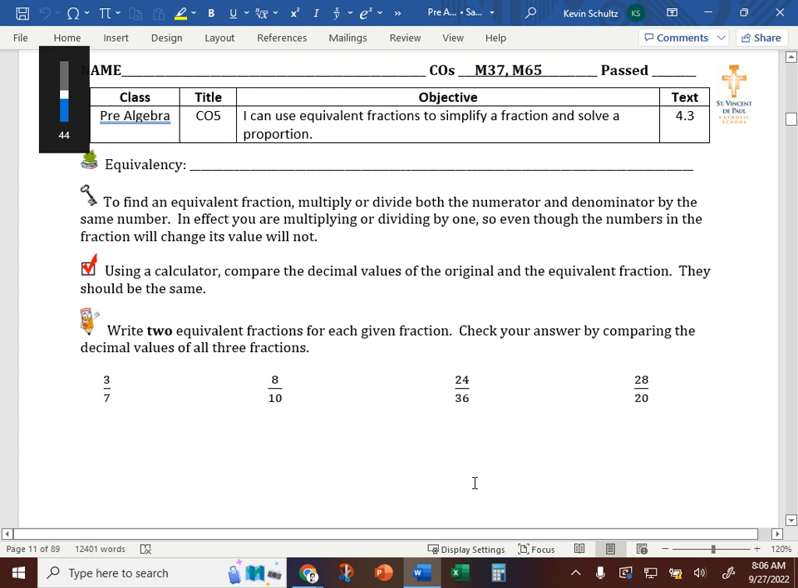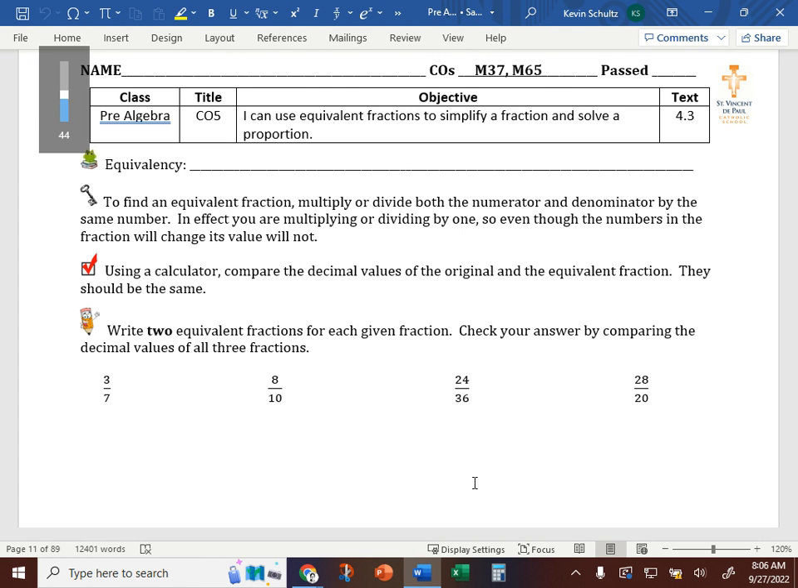Good day, pre-algebra. We are talking about equivalent fractions, which is going to launch us into proportions. And so let's start by defining equivalency. You've heard about equivalent fractions, you've used them before, but what does the word equivalence actually mean? It's different, it's close to, but different than equal, right? Equivalent fractions, they're equal in a sense, but they're also different because the numbers aren't the same. So when we talk about equivalent, we're talking about something kind of specific.